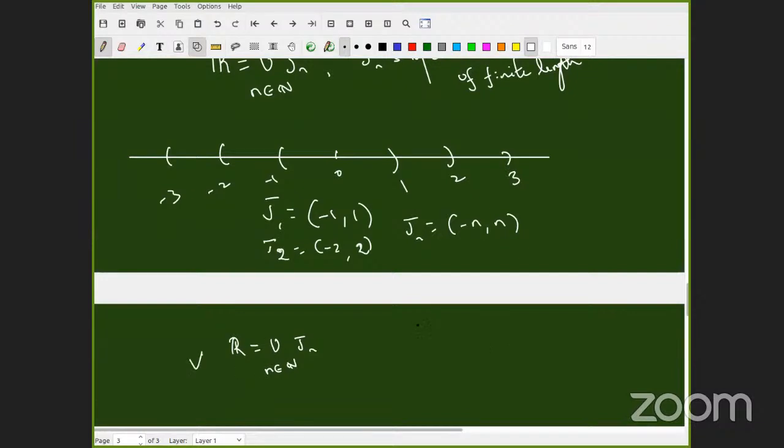Now, can all of you say, okay, very good. 43 of you have understood the proof. Can you say what is the intersection over n in N of Jn? I'm clearing all the feedback.